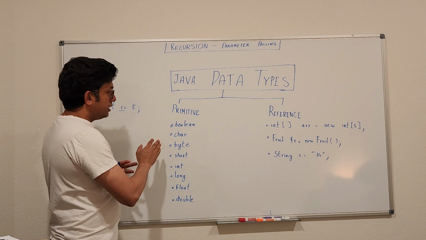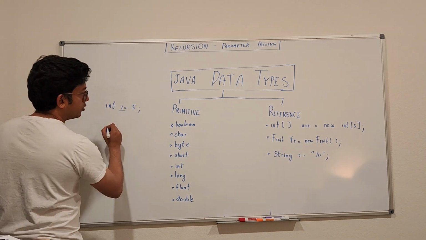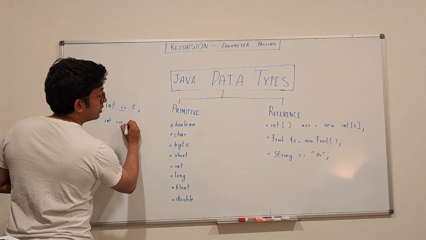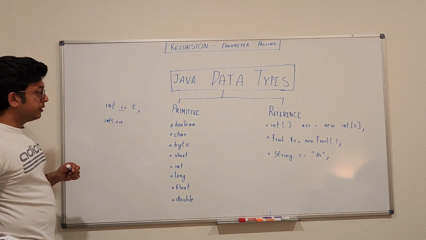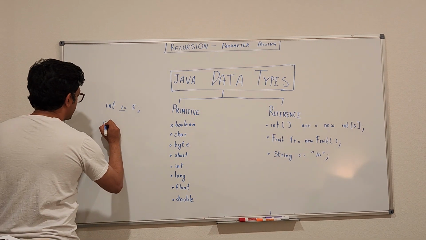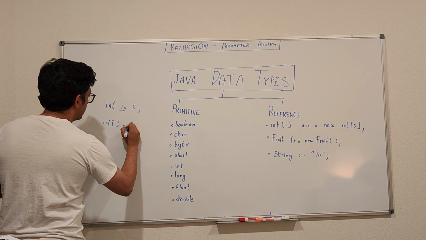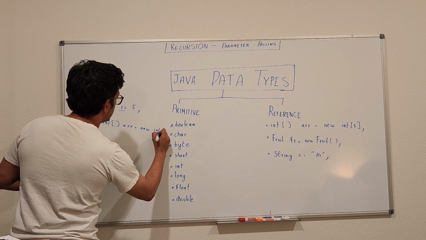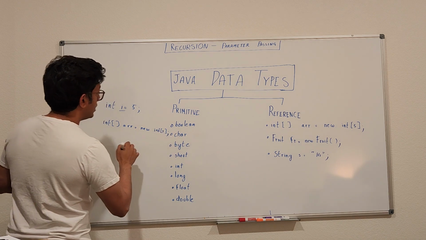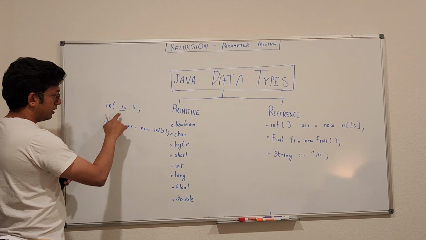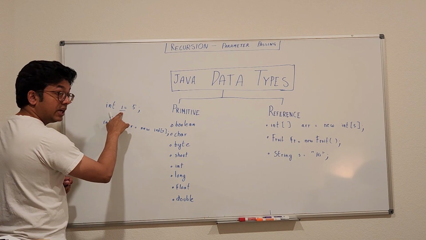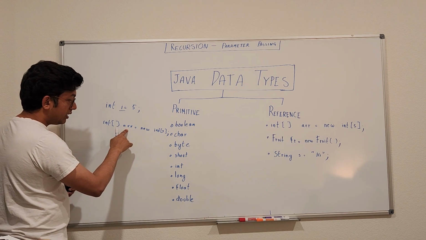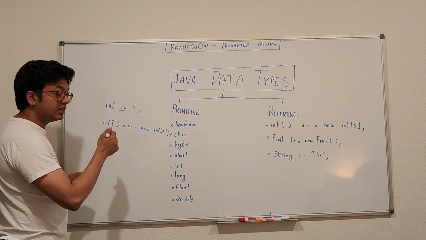So the difference between primitive and reference: here I have int i equal to 5, and then another one, int array arr equal to new int. The difference between i and arr, the primitive type and the reference type, is that i actually stores the value 5, but arr does not store the array itself. arr just holds a pointer to the location where the array is stored.